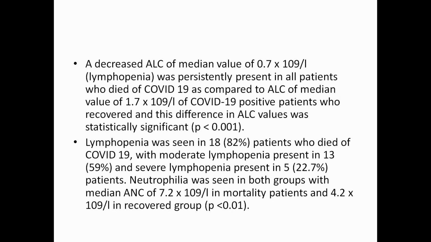Decreased ALC of median value of 0.7 was persistently present in all patients who died of COVID-19, as compared to ALC of median value of 1.7 in positive patients who recovered, and this ALC value was statistically significant, p less than 0.001. Lymphopenia was seen in 18 patients, that is 82%, who died of COVID-19, and moderate lymphopenia present in 13, that is 59%, and severe lymphopenia in 5, that is 22.7% of patients. Neutrophilia was seen in both groups, median ANC of 7.2 and 4.2 respectively, in mortality and recovered group.